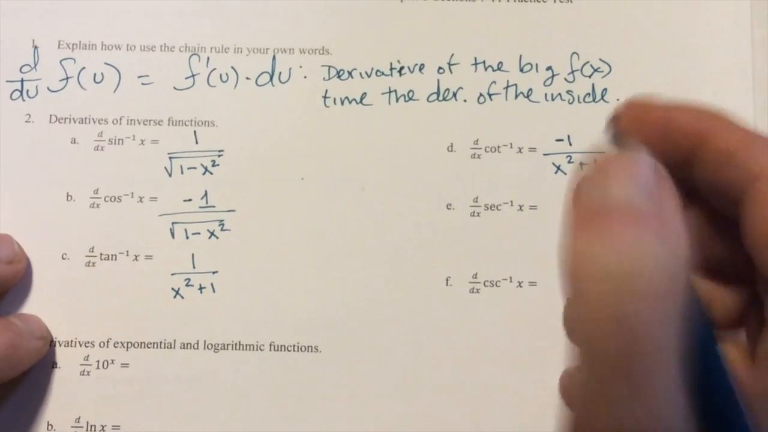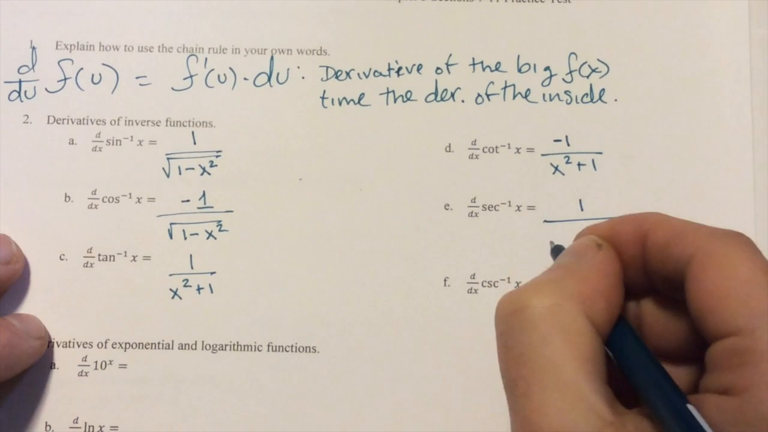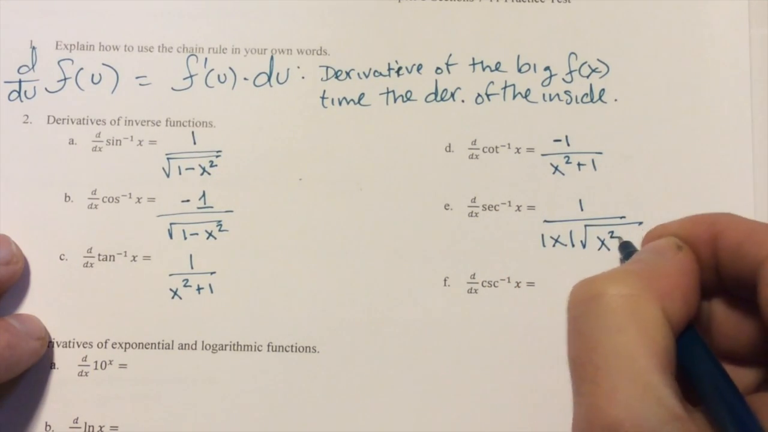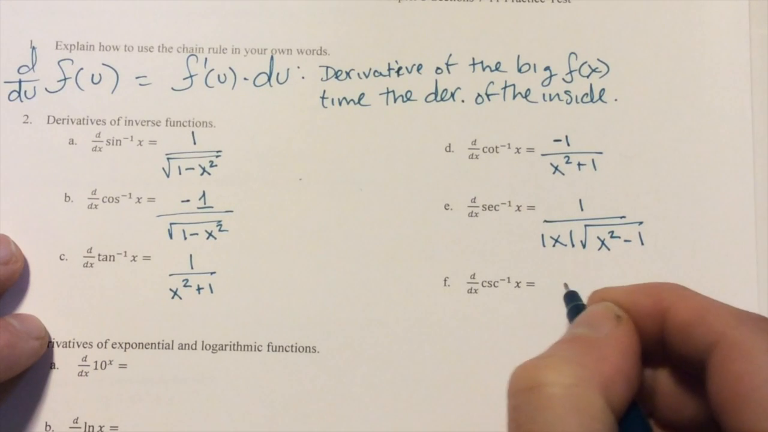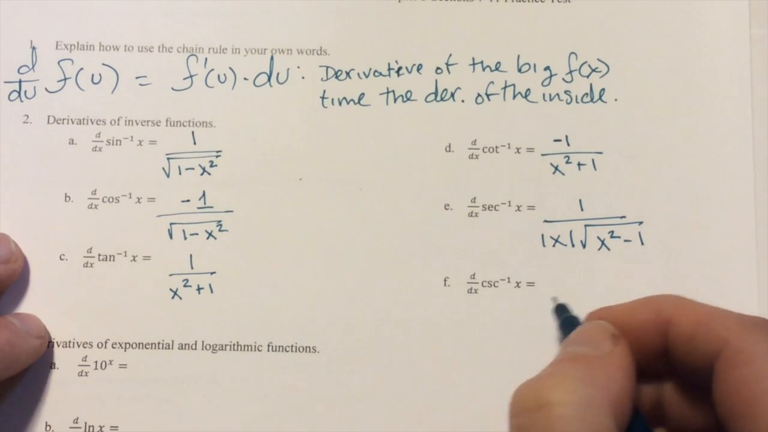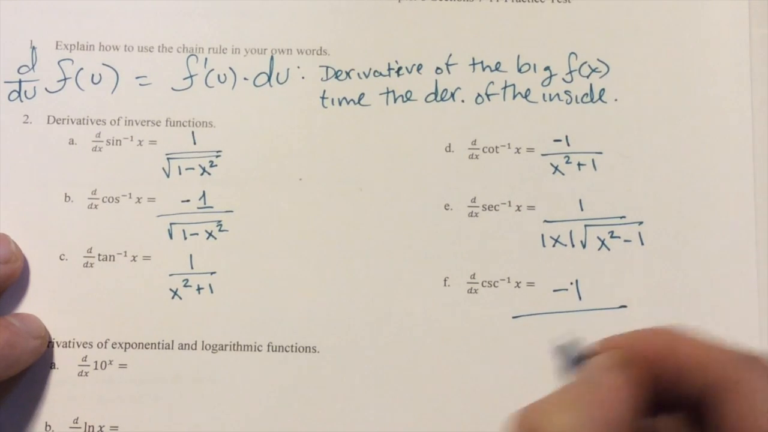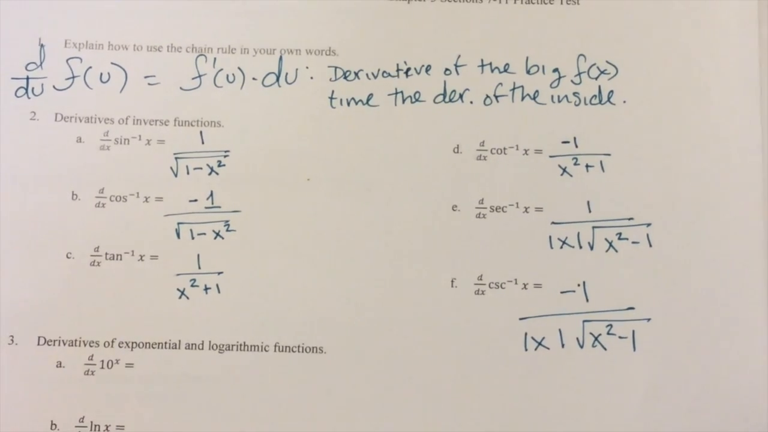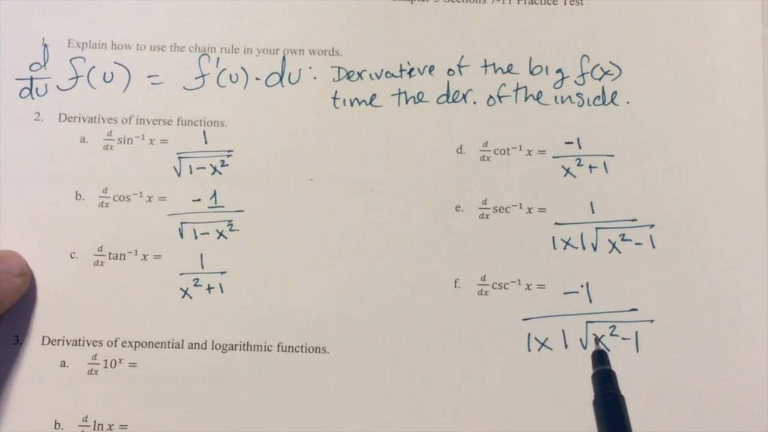Secant sucks, so it's 1 over absolute value of x times the square root of x squared minus 1. And inverse cosecant is negative 1 over absolute value of x, square root x squared minus 1, because cosecant sucks. I expect you guys to know these, be able to implement them any which way.